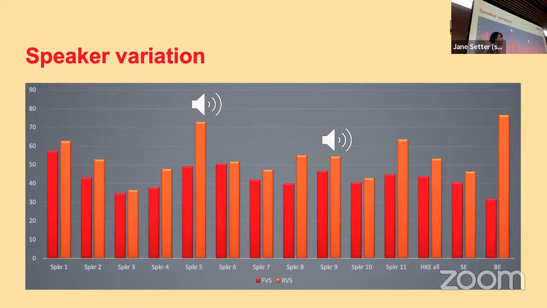Speaker 10, let's actually go back and see if we can hear her again, see if I can get that to play again. Oh, here we go. So this is the one where there's actually quite a lot of difference between them.